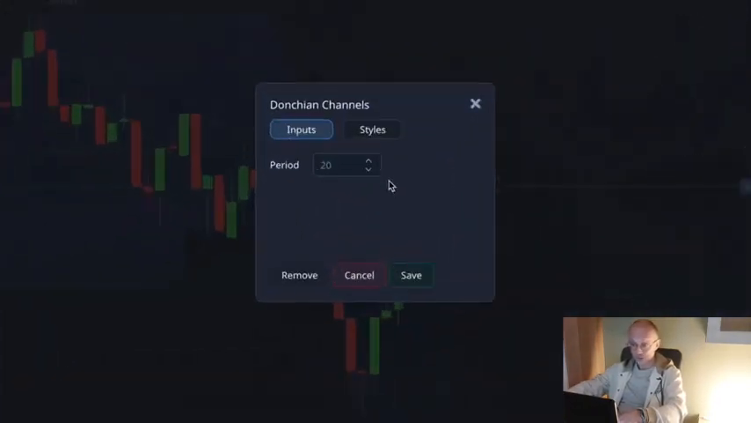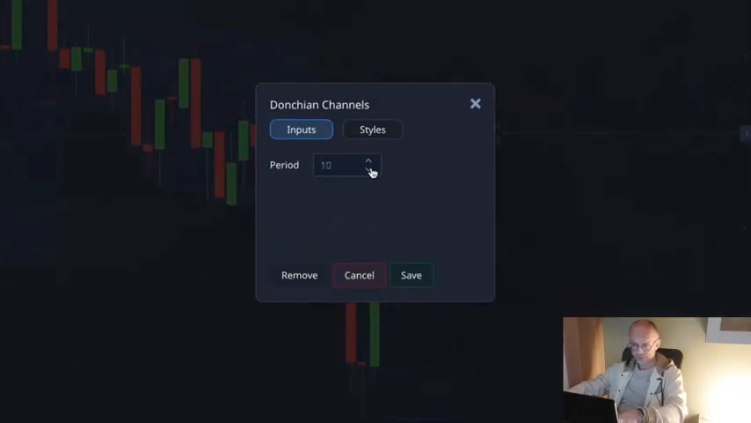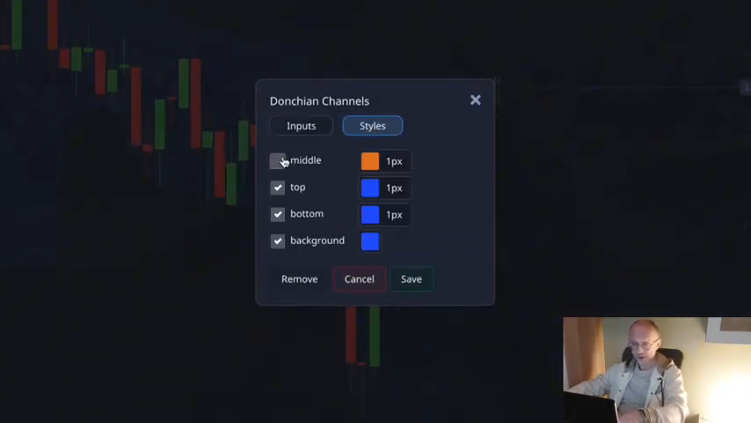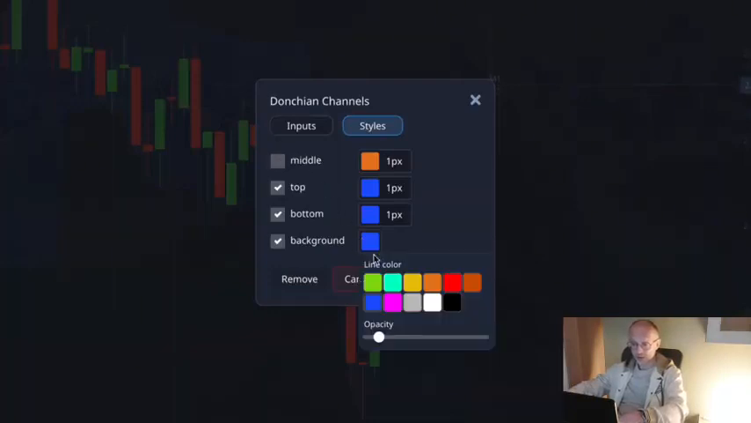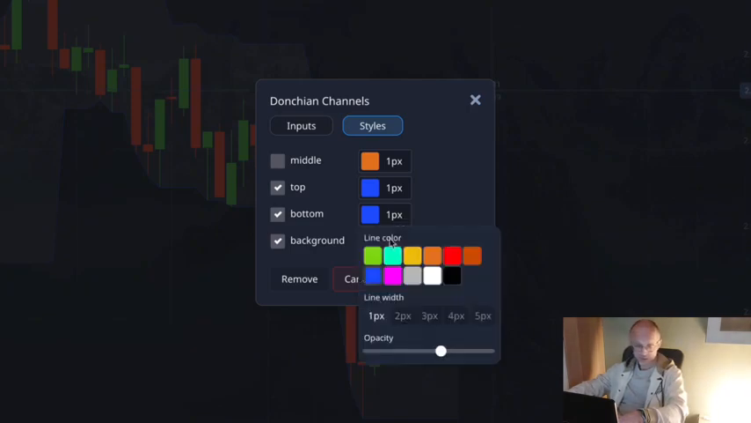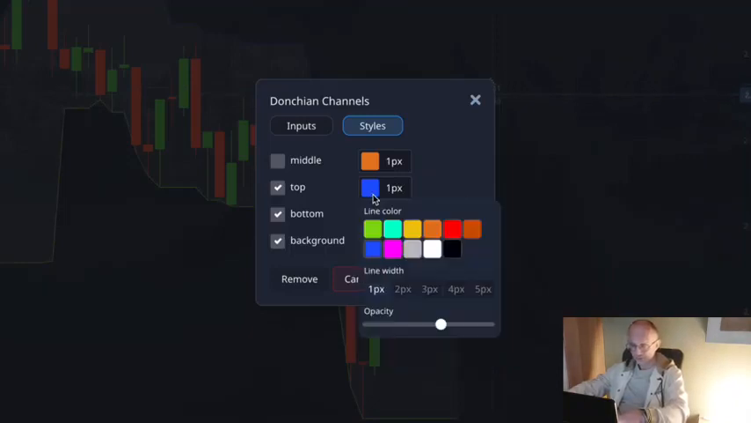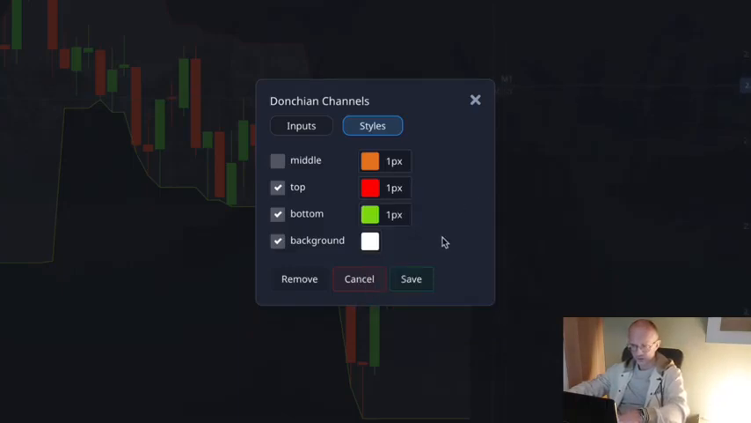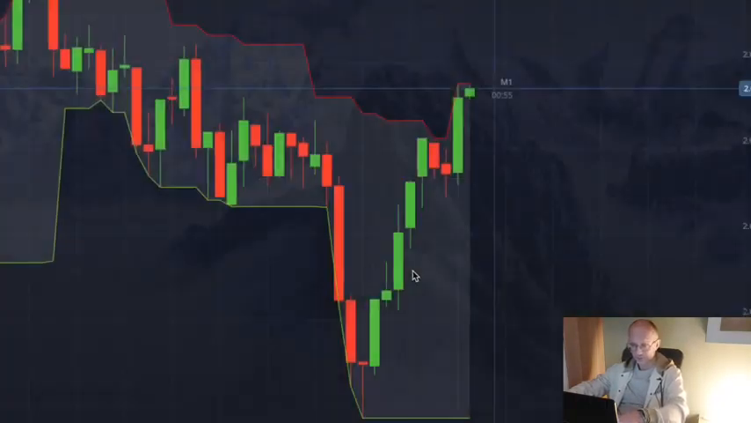Let's configure the Donchian channels first. Set the period to 10. Go to Style and disable the middle line. Set the background to white. Set the bottom line to green and move the opacity to the right. And let's set the top line to red and move the opacity to the right and save.